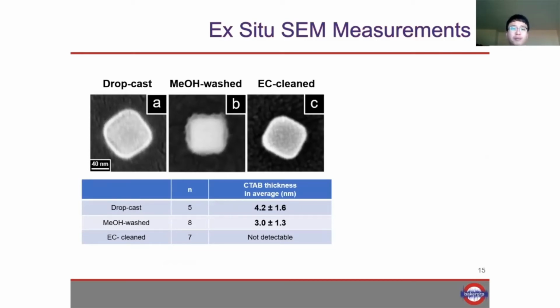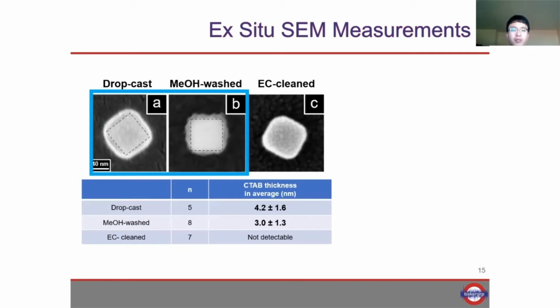Representative electron micrographs of A for drop cast, B for methanol washed, and C for electrochemically cleaned, EC cleaned, gold nanocubes are shown in this figure. All SEM images are acquired after co-depositing a gold palladium 5 nanometer thin layer. Interestingly, we found that in the SEM image, the square shape of core gold nanocube was distinguishable by the contrast difference as seen in figure A and B. The outer layer is composed of a CTAB organic ligand and conductive coating layer.